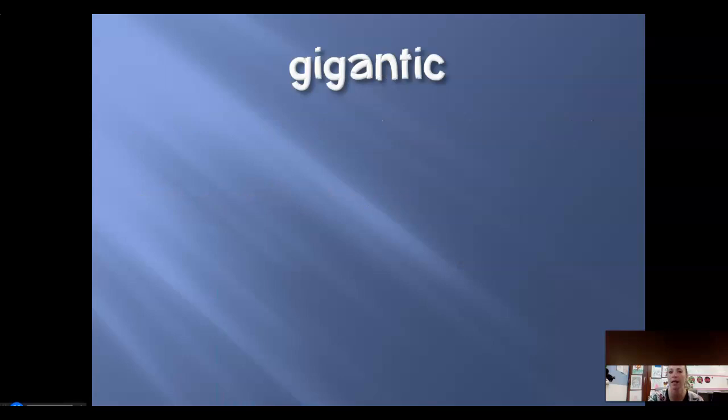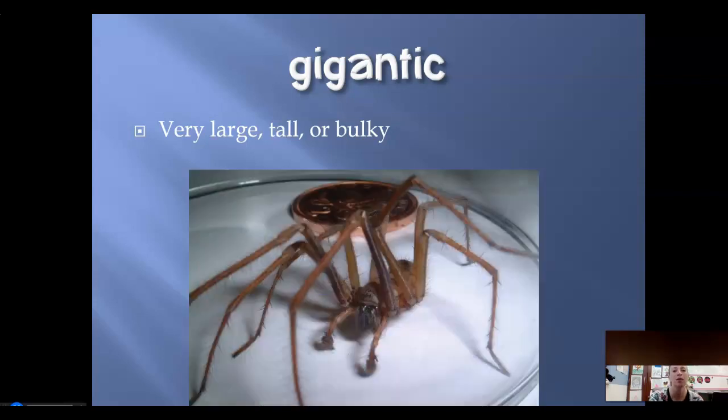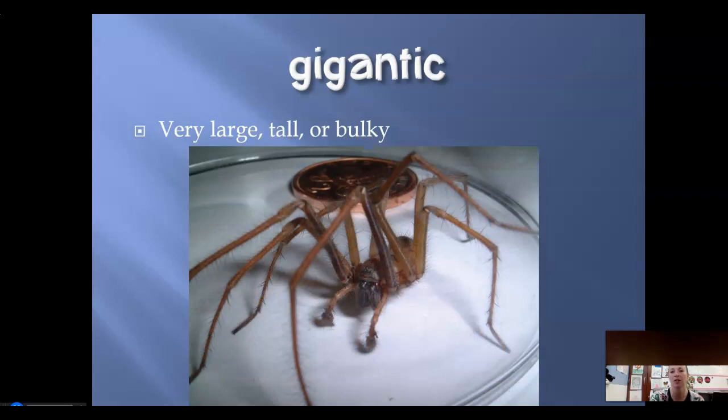All right, kiddos, say gigantic. All right, the word gigantic means it's very large, it's tall, or it's bulky. Okay, so if something is gigantic, it's very large, tall, or bulky. This spider is considered gigantic. Okay, it's up against a penny. It's pretty gross. Okay, but that spider is gigantic.